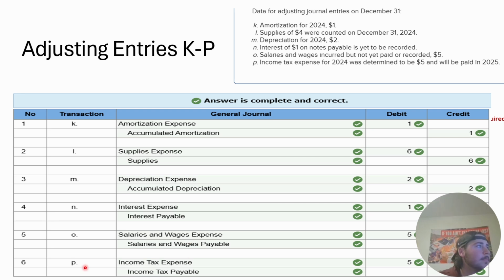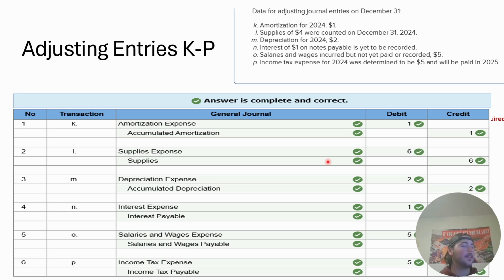Adjusting entries, so stuff we have to adjust here. You've got amortization for 2024, $1. You've got a debit to amortization expense, 1,000, and a credit of 1 to accumulated amortization. Supplies of $4 counted on December 31st, 2024. Then you've got a debit of 6 to supplies expense and a credit of 6 to supplies.